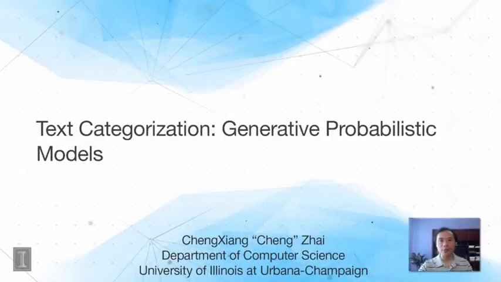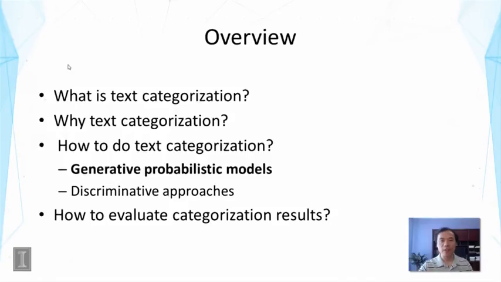This lecture is about how to use generative probabilistic models for text categorization. There are in general two kinds of approaches to text categorization by using machine learning. One is generative probabilistic models. The other is discriminative approaches. In this lecture, we're going to talk about the generative models. In the next lecture, we're going to talk about discriminative approaches.